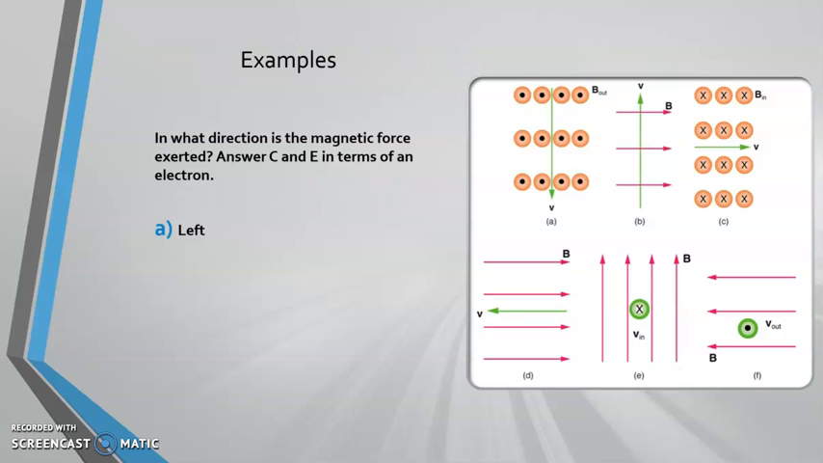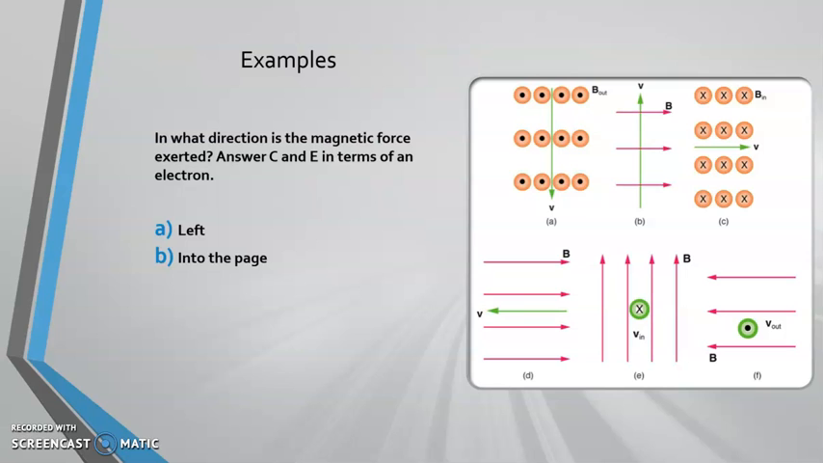So let's go through another one. Current going up, so our thumb's up. We've got the magnetic field going to the right. Now point your middle finger perpendicular. It should be going into the page.